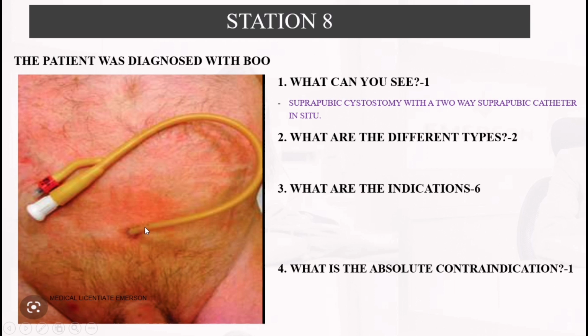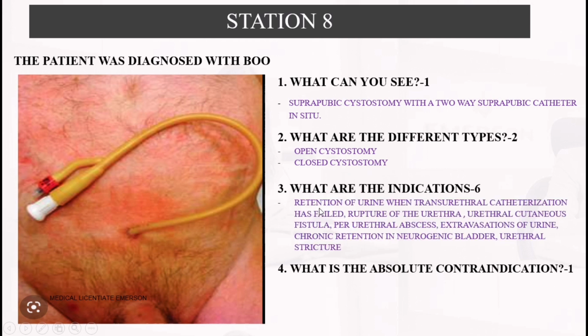So this is a suprapubic cystostomy, and here you can see there's a puncture site. This is a suprapubic cystostomy, and this is a two-way catheter in situ. So you can say a suprapubic cystostomy with a two-way suprapubic catheter in situ. Then what are the different types of this? I'm sure they were asking about the different types of suprapubic cystostomy, because we might end up saying the different types of catheters, but the question is for suprapubic cystostomy. So we have open cystostomy and closed cystostomy.